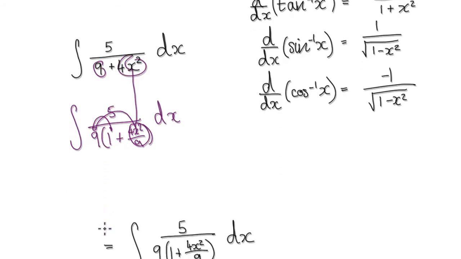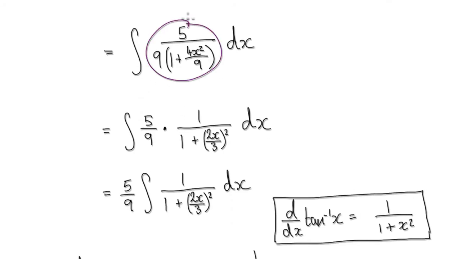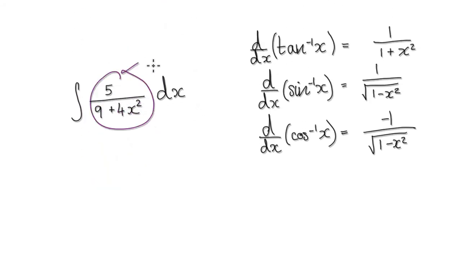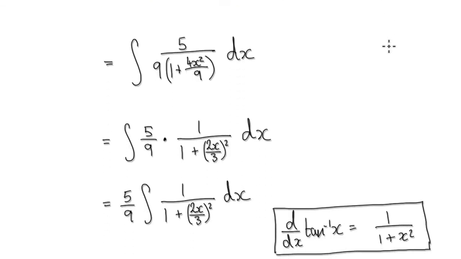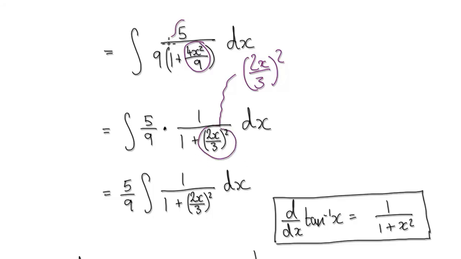That will then take you to here. Notice that we're trying to get from here to here, where there's a 1 here. We need this 1 here. So factor out the 9. That will then give you this thing here, and then visualize this as 2x over 3 squared. So that's this thing here, and then you can factor out this constant. That will then give you this.